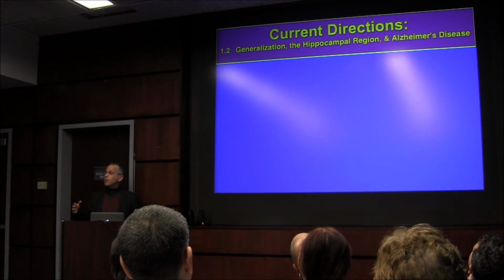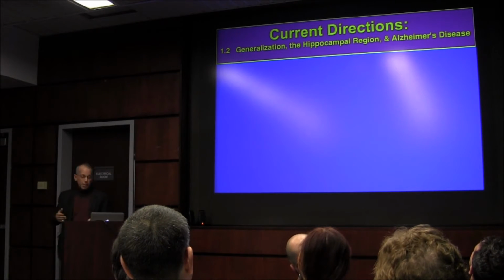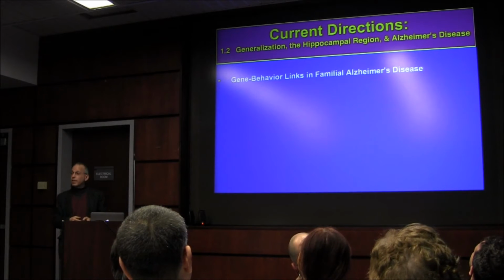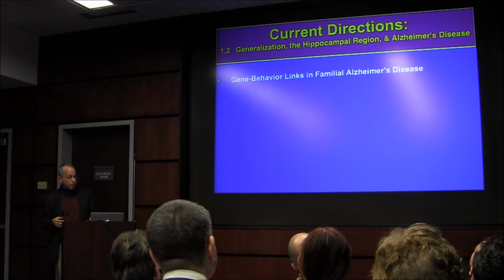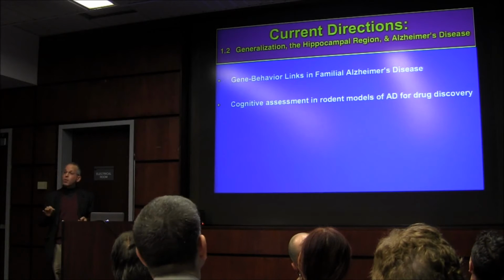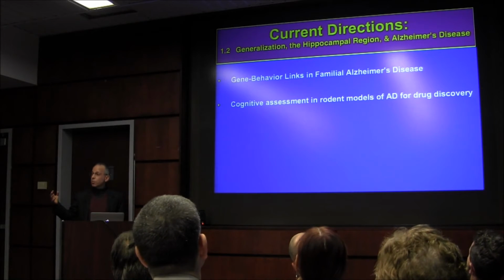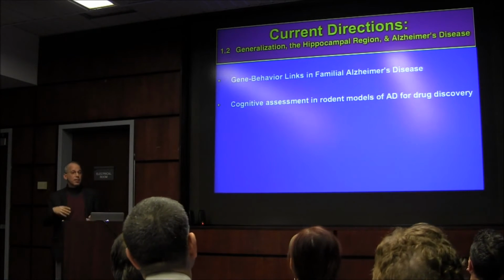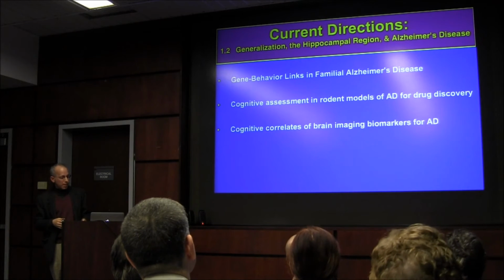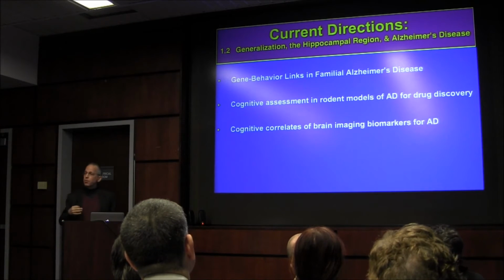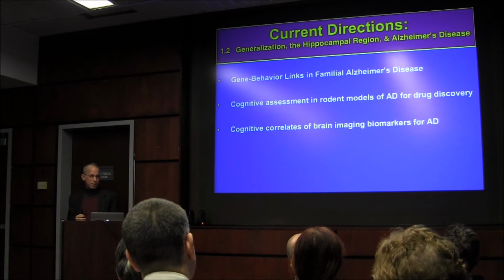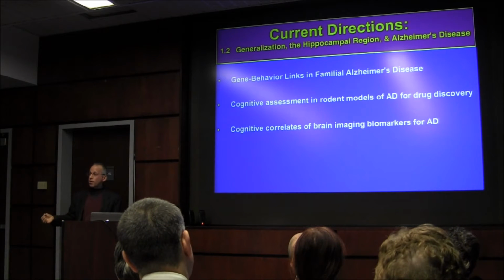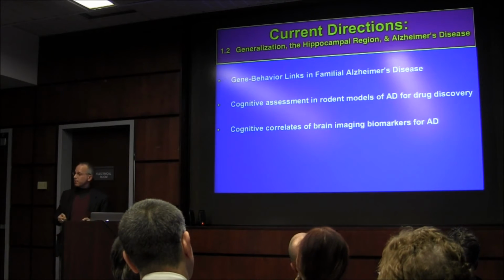So some of the current directions in Alzheimer's that we're building on this include looking at gene behavior links in the familial Alzheimer's disease patients, looking at cognitive assessments in rodent models of these tasks. These tasks came from the animal world. We can go back and use them in the context of drug discovery for Alzheimer's. And looking at some of the cognitive correlates of some of the new brain imaging biomarkers for Alzheimer's disease to relate these brain imaging biomarkers in healthy individuals to some of these kinds of memory deficits.